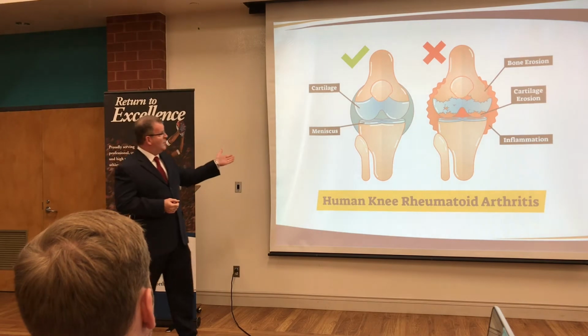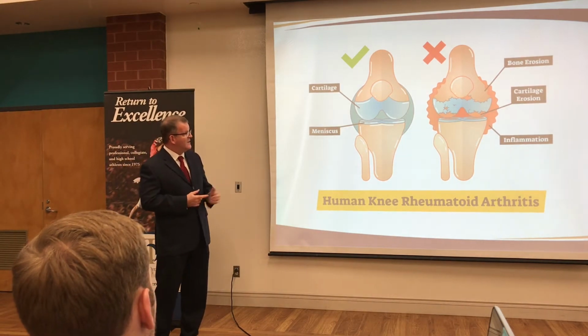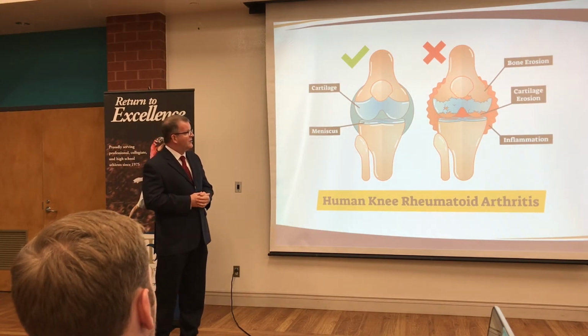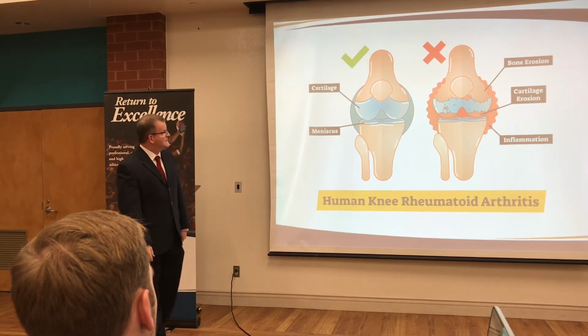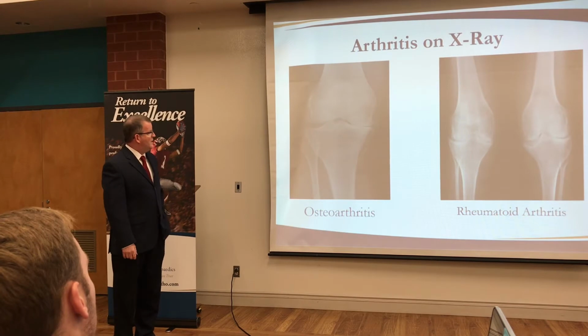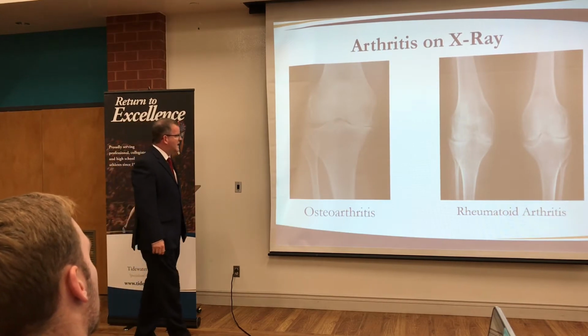And if you look at a normal knee on the left and then you look on the right, that's what happens when meniscal tears occur and cartilage erosion occurs, and then it starts to affect the bone. Next.